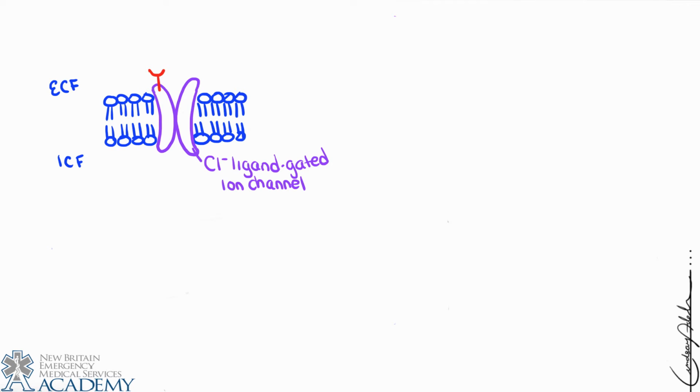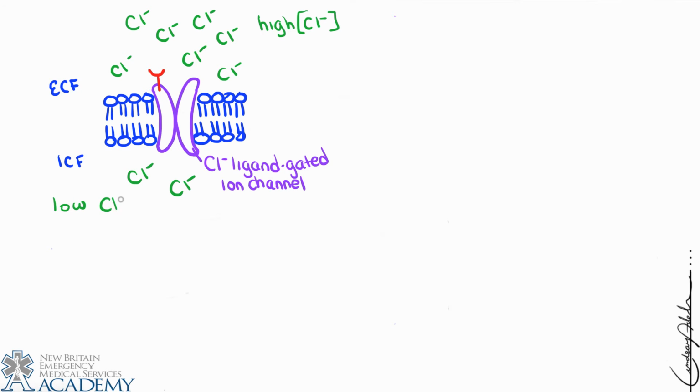And let's just pretend that this is a chloride ligand-gated ion channel. So we'll focus on chloride ions. In the body, there is a high concentration of chloride ions outside of the cell. There is a low concentration of chloride ions inside the cell, so a concentration gradient exists between the chloride ions inside the cell and outside the cell. The other thing that we're going to need for this channel to work is a ligand. So we'll draw the ligand, and we'll pretend that the ligand in this case is GABA.